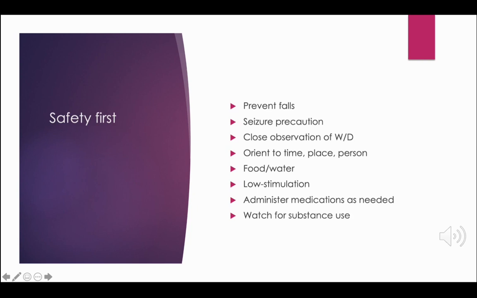We also always want to remember safety first. Safety is the primary focus of nursing care in general, but especially during acute intoxication and withdrawal. Under any circumstances, we want to maintain a safe environment, prevent falls, and implement seizure precautions if needed. Provide close observation for withdrawal symptoms. This may need to be one-on-one observation. Orientation for the client may need to be repeated because the client may not be oriented to time, place, person. Make sure the patient is getting enough to eat and drink. Create a low stimulation environment. Administer medications as prescribed to treat the effects of intoxication or to prevent or manage withdrawal symptoms.